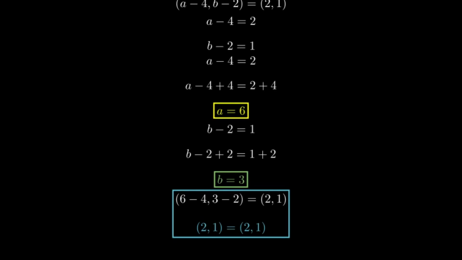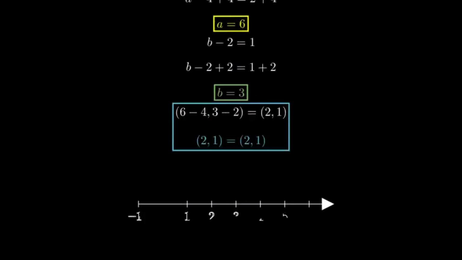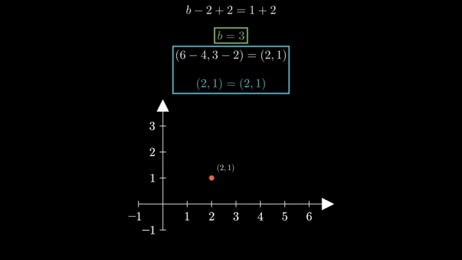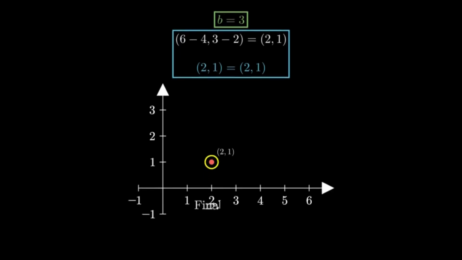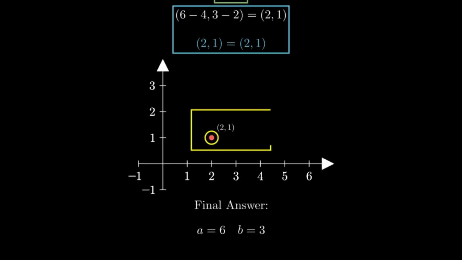Let's visualize this solution on a coordinate plane. The point (2, 1) represents where our solution lies. And when we use a equals 6 and b equals 3 in the original expression (a - 4, b - 2), we get the same point. Therefore, our final answer is a equals 6 and b equals 3.